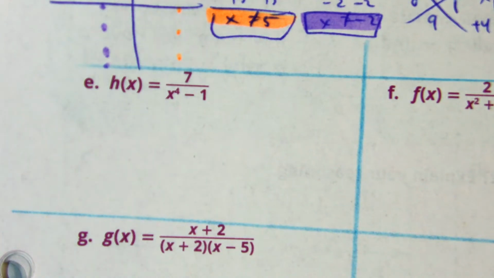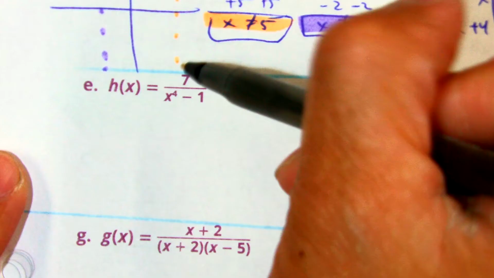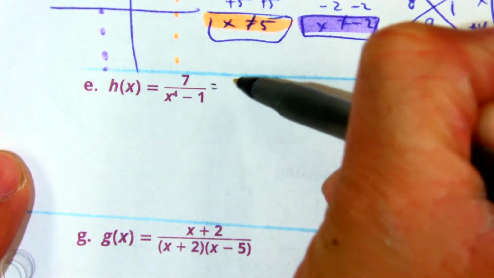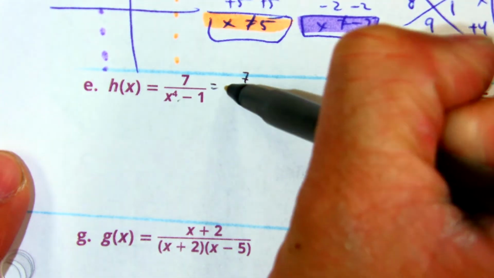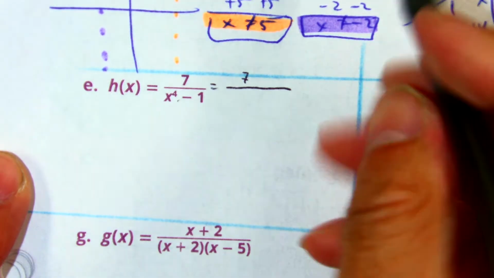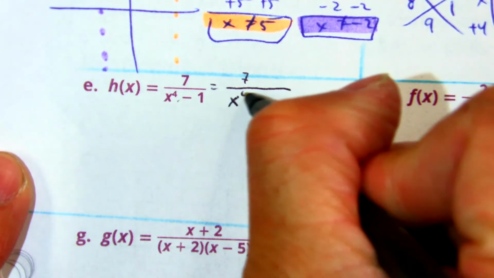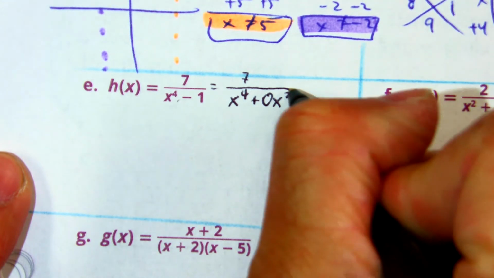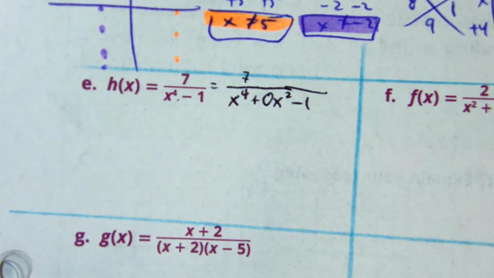Raul, what should you do first on E? Feel free to read from the board. Okay. Is this one factored? Yeah. Yep, don't have to do anything. Is this one factored? No. Okay. X to the fourth plus 0x squared. Raise your hand if you did that. This is from last chapter.